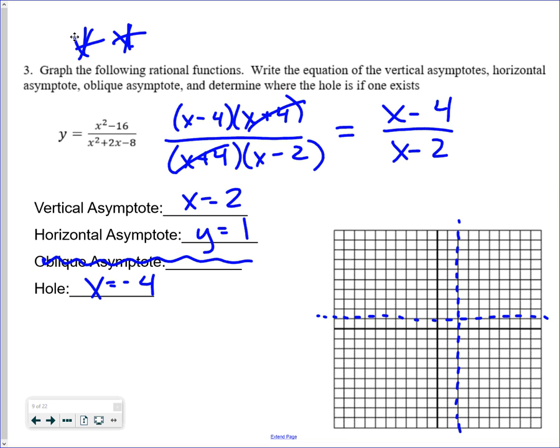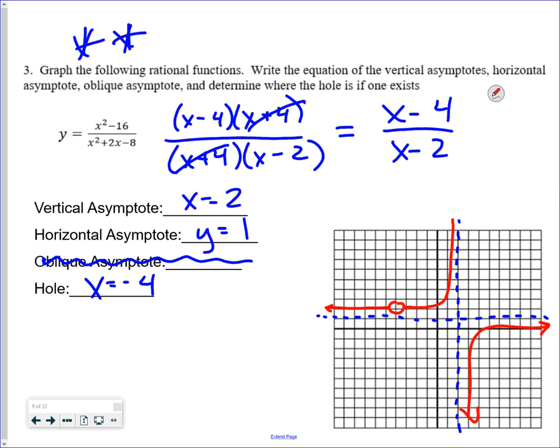Graph. Again, graphing calculators can help you with this part. It is graphed in this area right here, up in the top left-hand corner, except at x equals -4, there's going to be a hole in the graph. And again, it is graphed in this area.